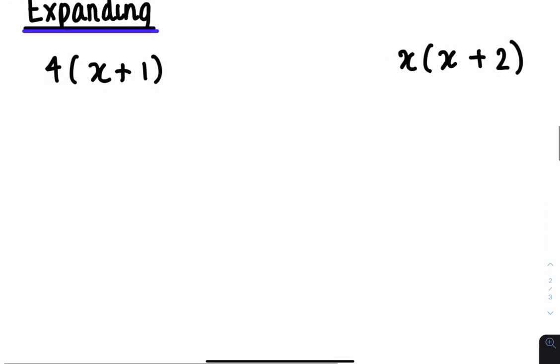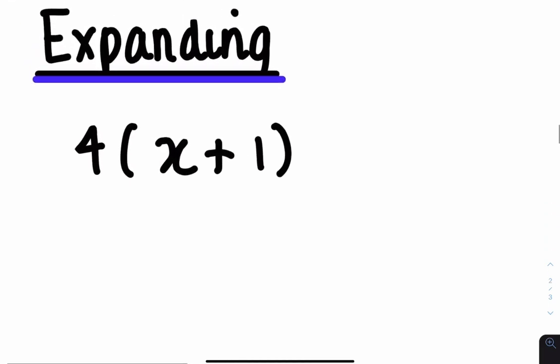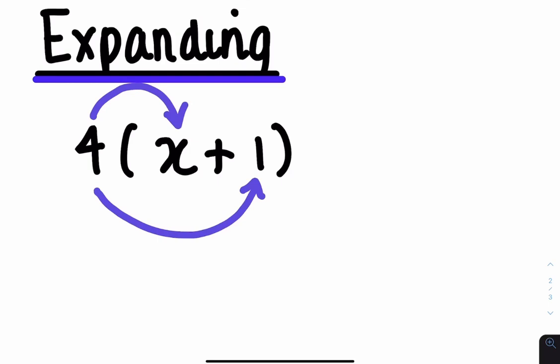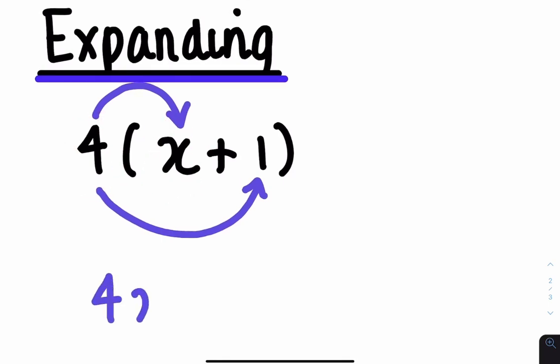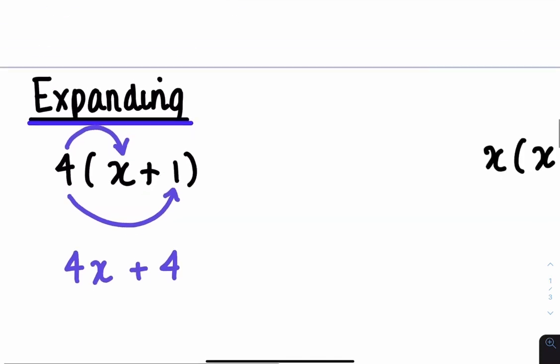Now for expanding. So if I have 4 open bracket x plus 1, all you have to do is multiply this by the x here, and then multiply it by the 1 here. So 4 multiplied by x gives you 4x. And 4 multiplied by plus 1 just gives you plus 4. And that's the answer. Let's go to the next one.